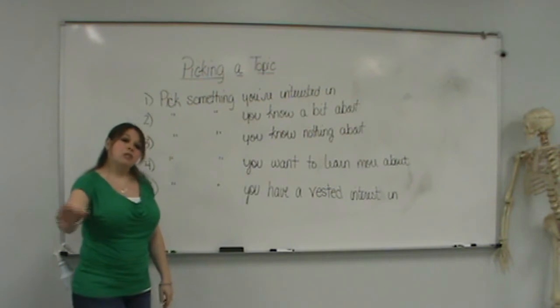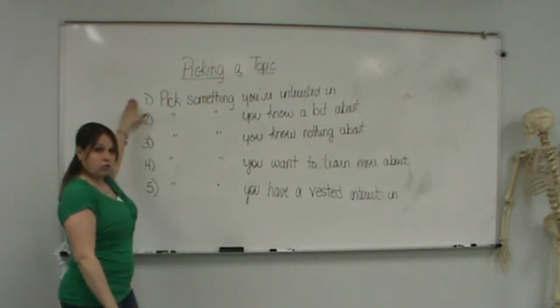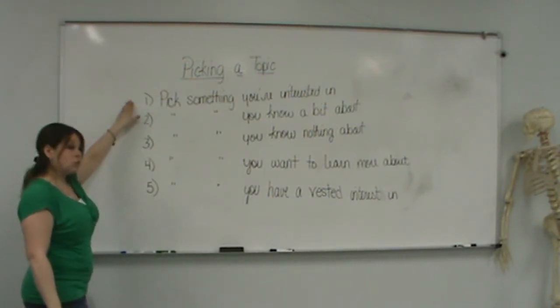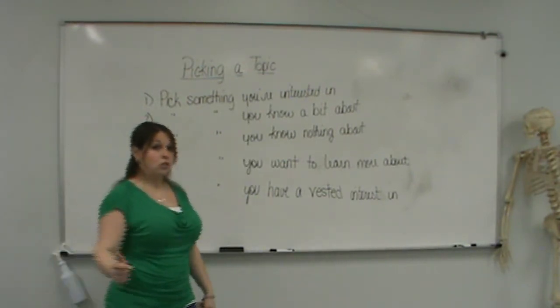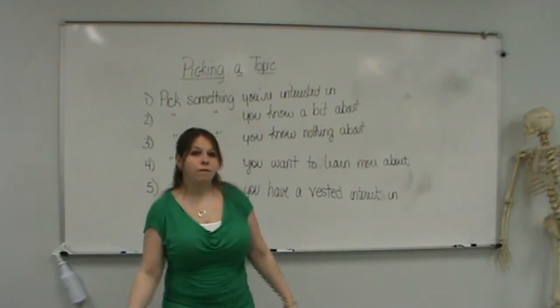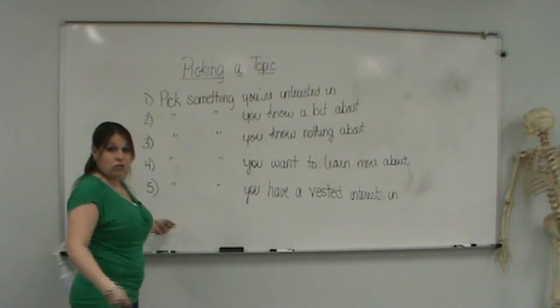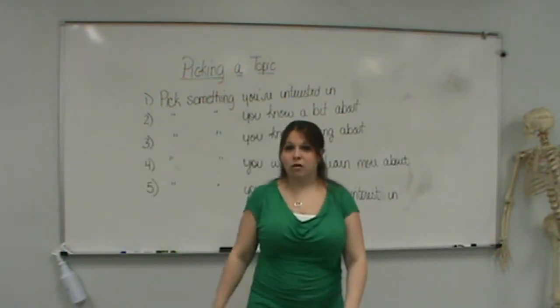So each student in the room is going to have to list one thing you're interested in, one thing you know something about, but it has to be different than what you were interested in, something you know nothing about, something you want to learn more about, and something you have a vested interest in. So if there are 15 of you in the classroom, multiply that by 5, because you're each going to give out 5 answers, and that's how many things should end up on this board.